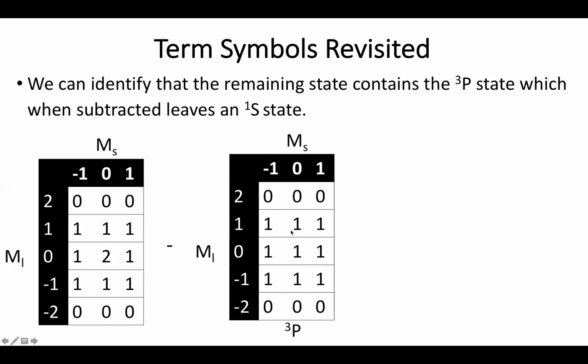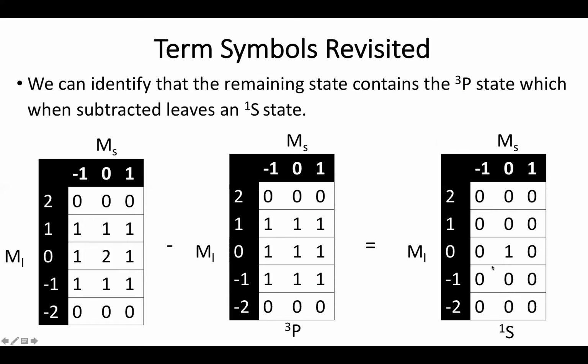So we can go ahead and construct our diagram for that. And what I end up with is 1s in this entire area. So when I subtract this out, all I'm left with is a single state with an m sub s of 0 and an m sub l of 0. Well, there's only one state that has that, and that's going to be a singlet S state where S equals 0 and m sub l, and L also equals 0.